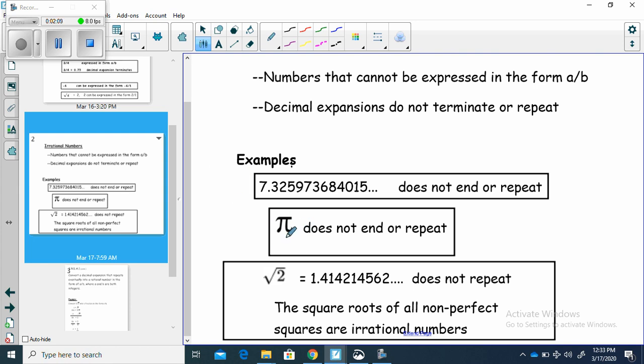Pi also does not repeat or end. You probably remember pi days at elementary where you had pi written out in very long manners with it never repeating. Pi is an irrational number because it never repeats or ends.